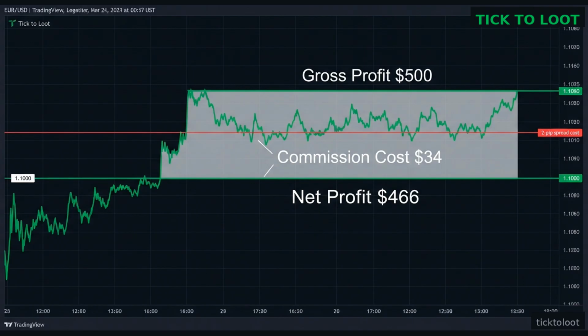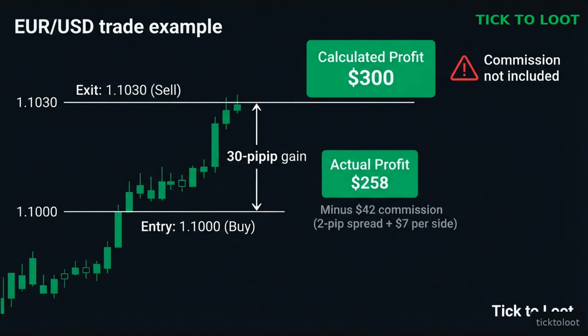A common rookie error is to forget about commission when you calculate how much a trade earned. Think of it like buying a candy bar for $1 and then walking away without paying the sales tax. You think you spent $1, but the register actually takes $1.08. In Forex, the same thing happens. Imagine you open a standard lot of euro to US dollar at 1.1000 and close it at 1.1030, a 30-pip rise. Each pip is worth $10, so the raw math says you made $300.